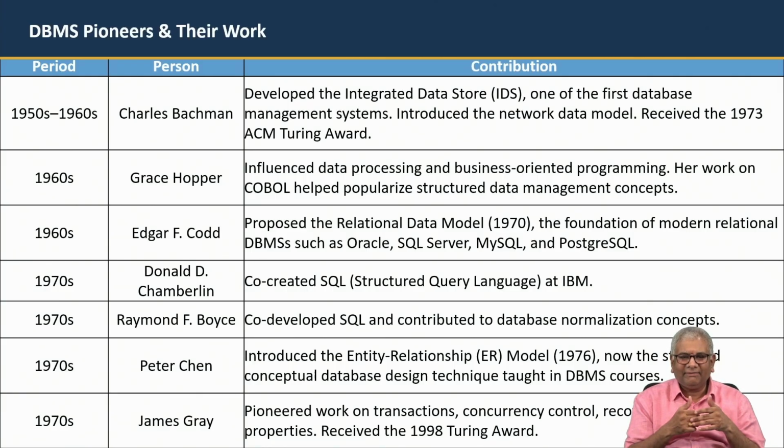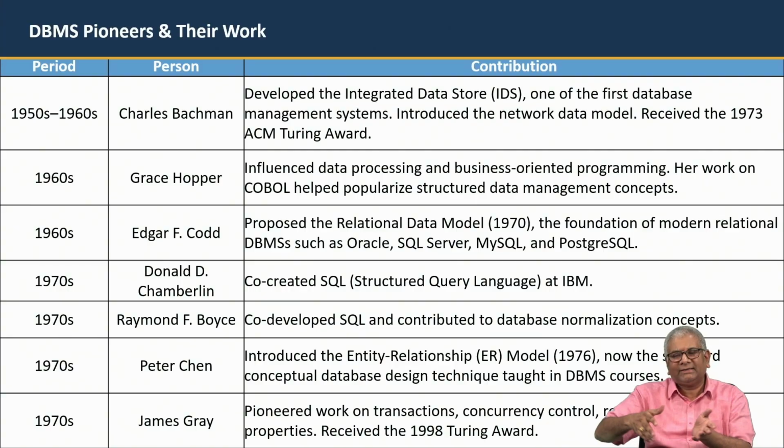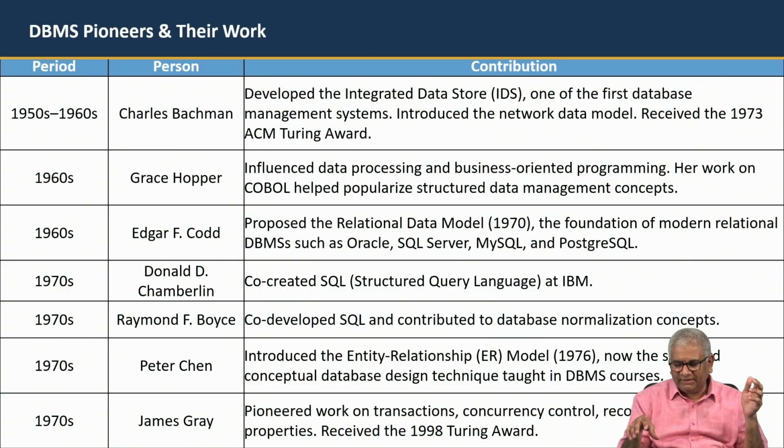Then James Gray, again in the 1970s: transaction management, concurrency control, recovery, ACID principles. All these things were pioneered by James Gray, which is also another important name. So I would say the most important names still in use are Codd, Boyce, Peter and James. These are the people whose work is still being used in many applications.